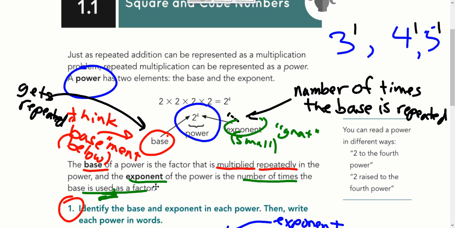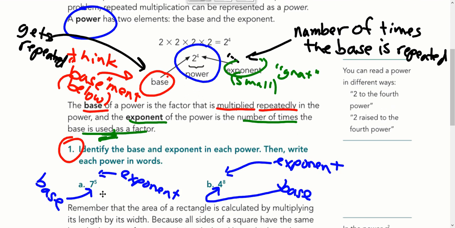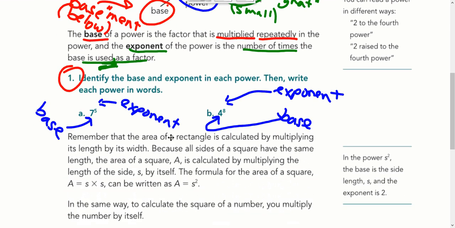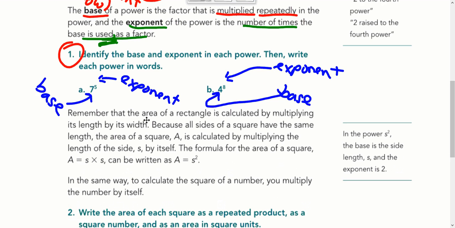Okay? So we did a little practice here. We decided the 7 would be our base, and our 5 would be our exponent. And then 4 would be our base, and 8 would be our exponent. And if we wanted to go further, we could say this would be 7 times 7 times 7 times 7 times 7. I think that was 5 times. I lost track. But you get the idea.